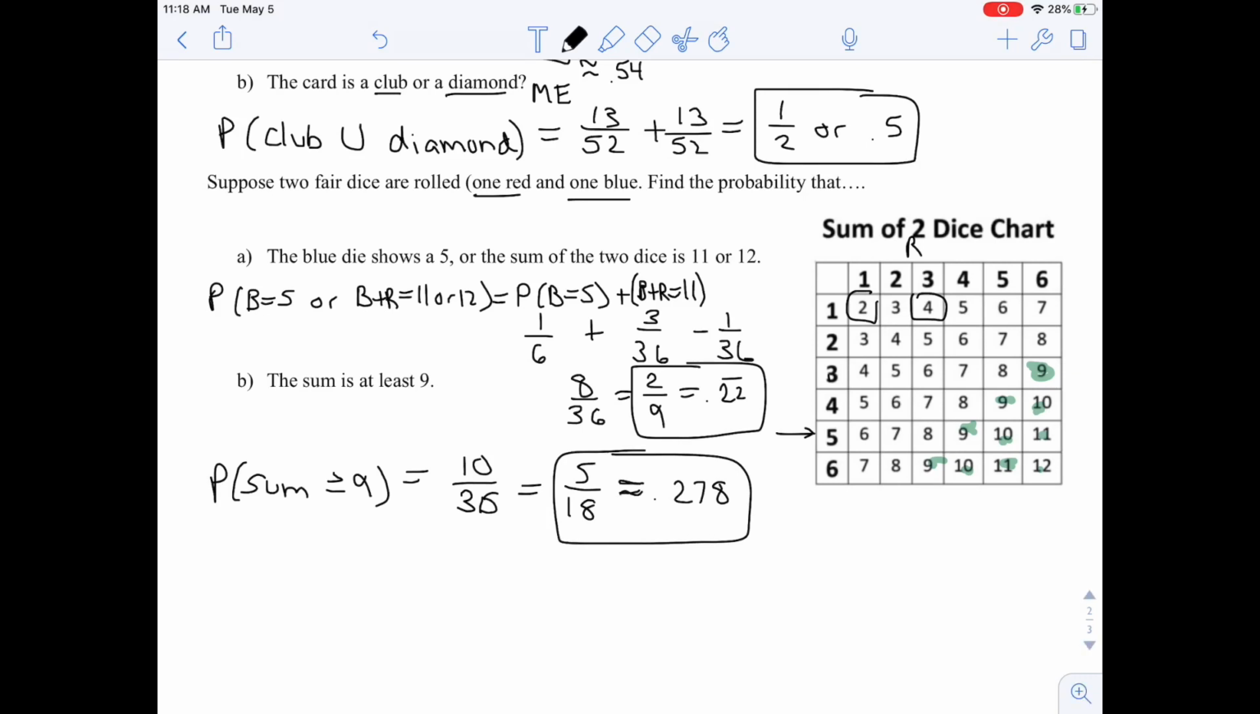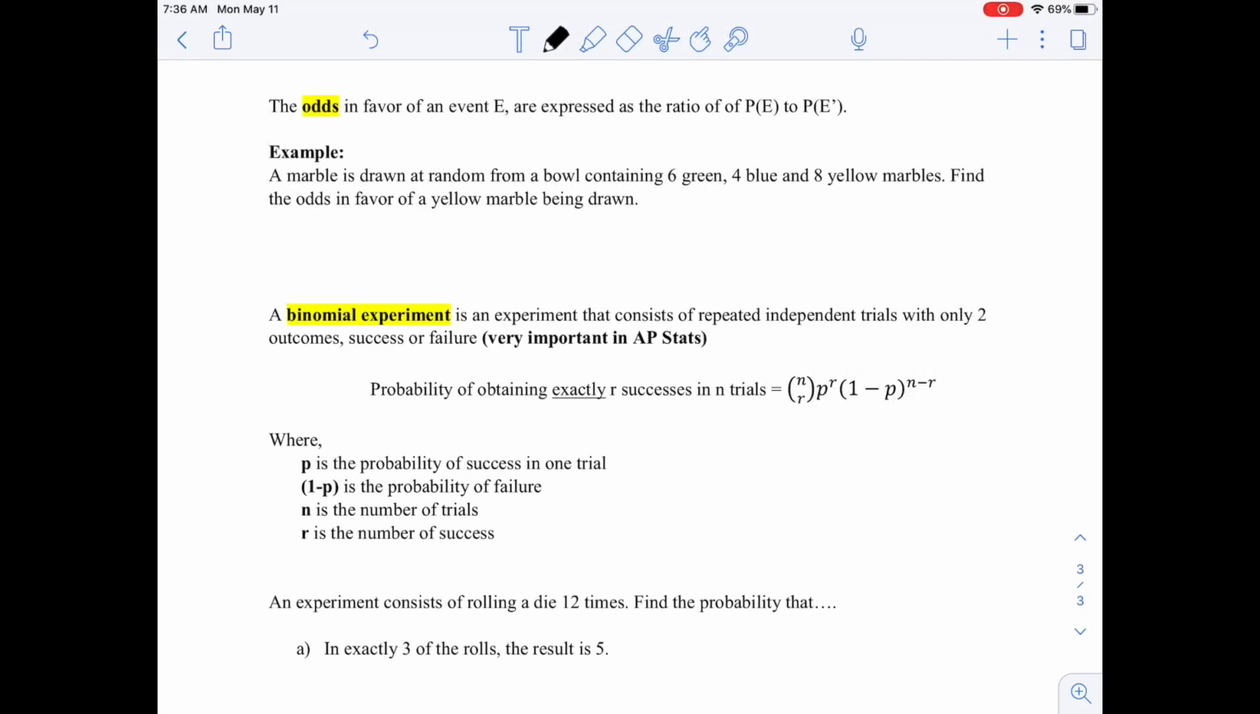So this is a really nice chart. Again, you're listing your one die over here, your other die over here, and you're adding to get the rest of those spots. And those are your 36 different outcomes that you can have. Okay, so this is our last little bit of this chapter. We've got odds and binomial experiments.